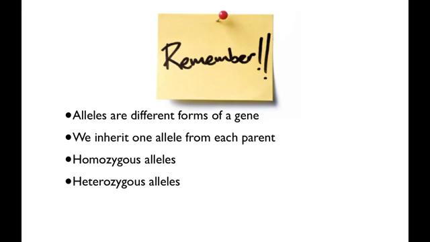Alleles are different forms of a gene, and we inherit one allele from each parent. What that means is that the alleles you inherit may say the same thing. If they're both dominant, we say you are homozygous dominant for that particular trait. They may also say the same thing, but both be recessive. We use capital letters for dominant, lowercase letters for recessive.